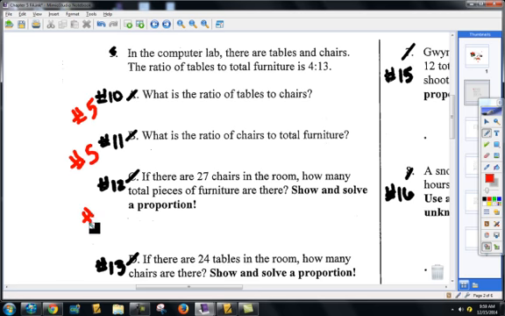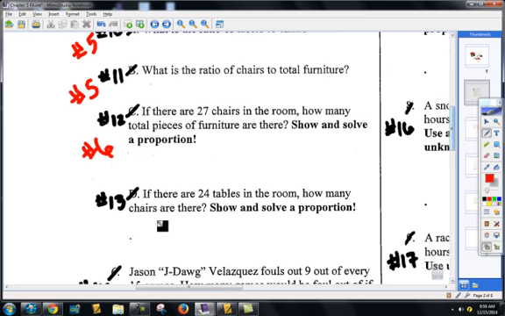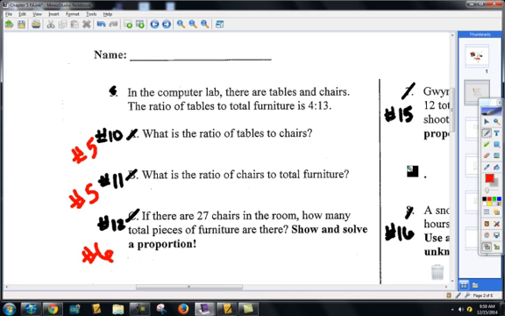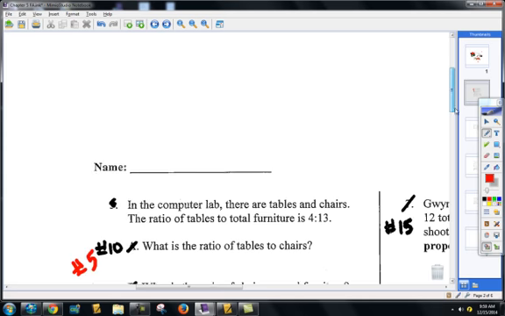We're going to call this number 6. And then we're going to call the next one number 5. Okay, those are kind of your learning targets there. Okay, let's go back up here. In the computer lab, there are tables and chairs. Well, the first thing I should do is what? I should do my edge pieces. That should be the first place I should start.